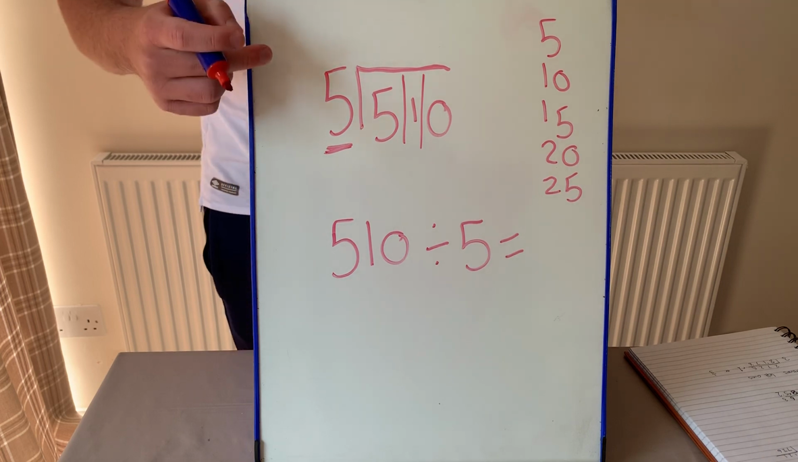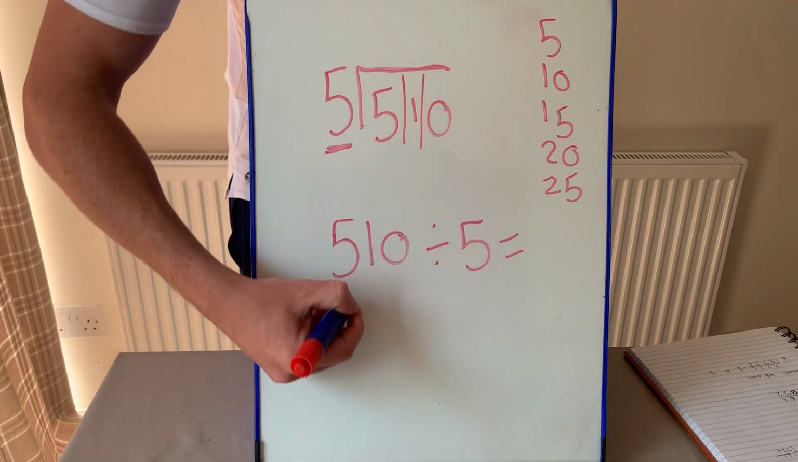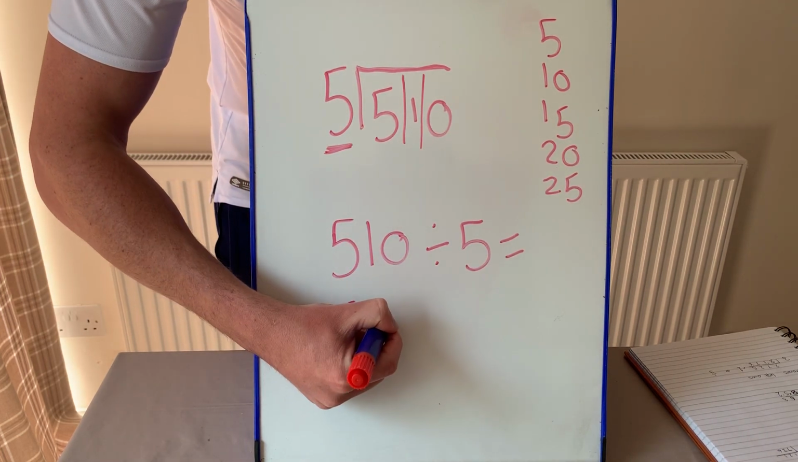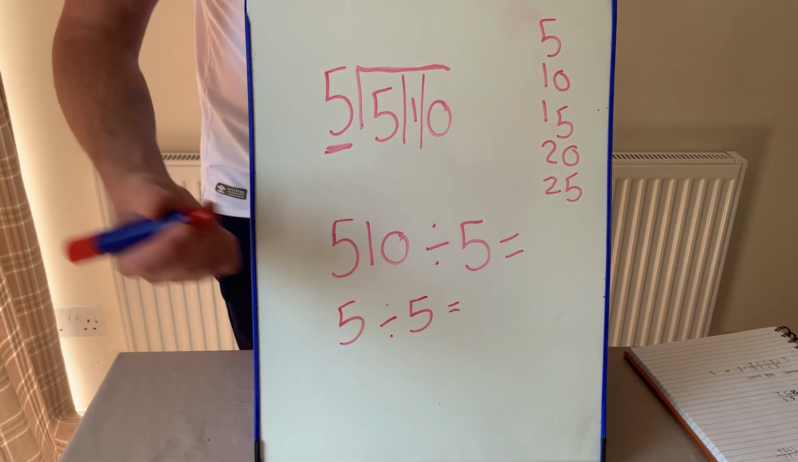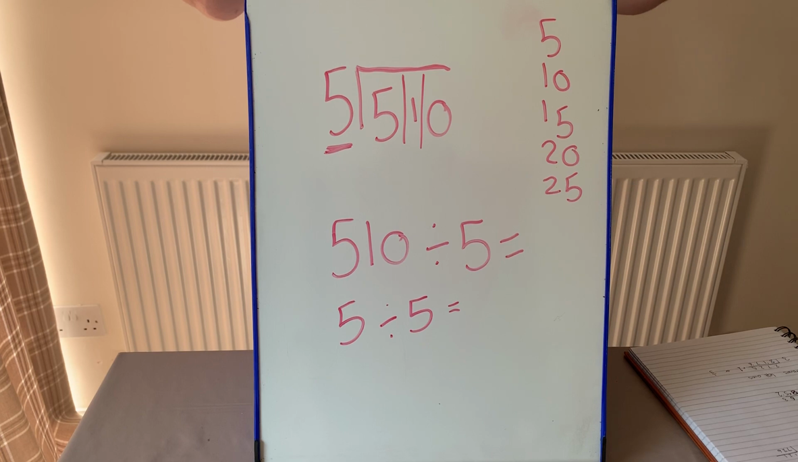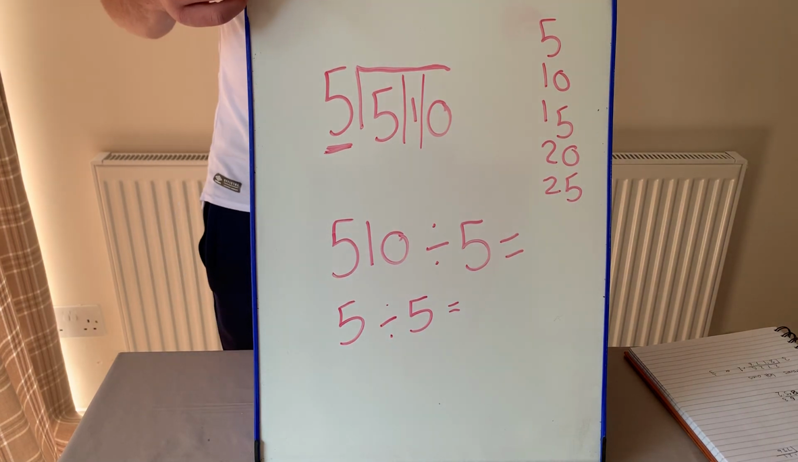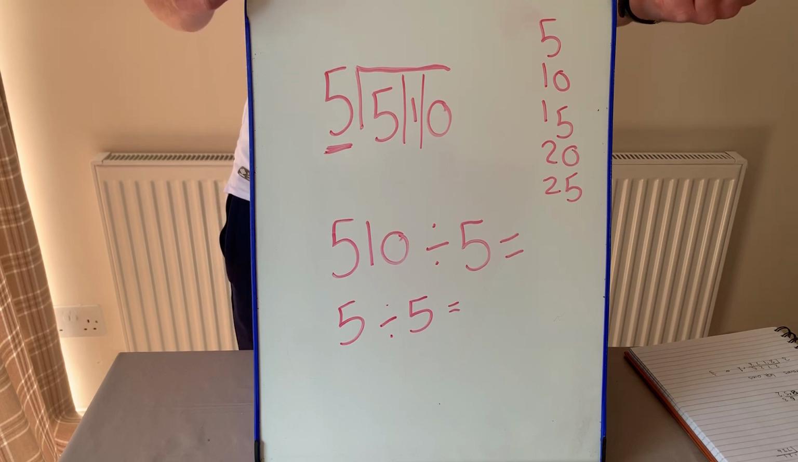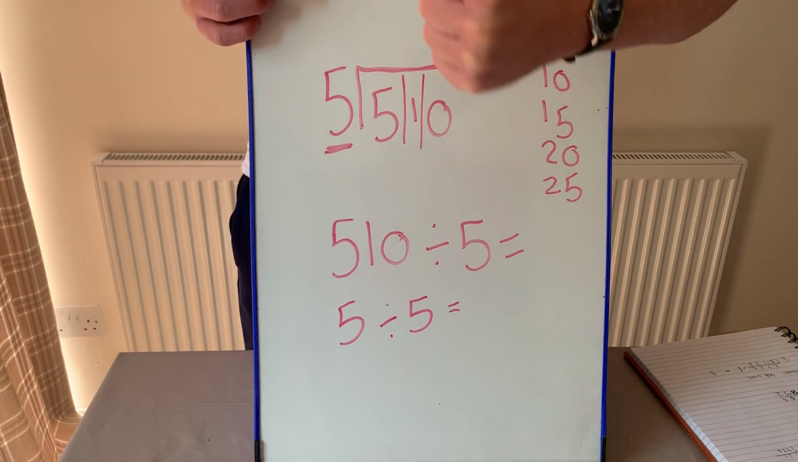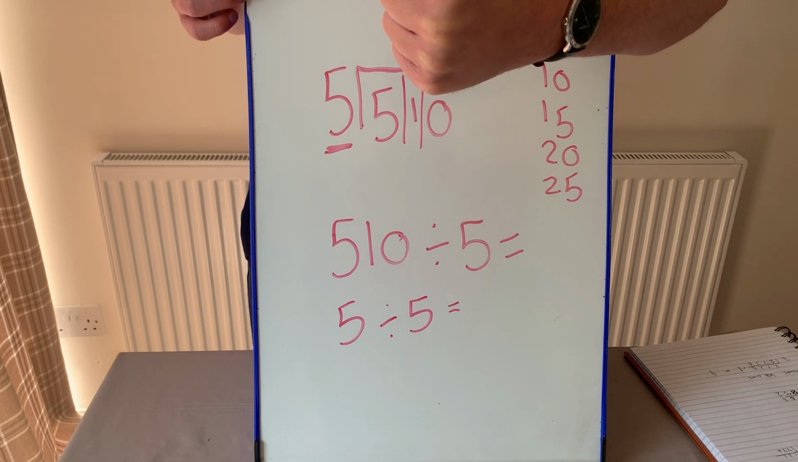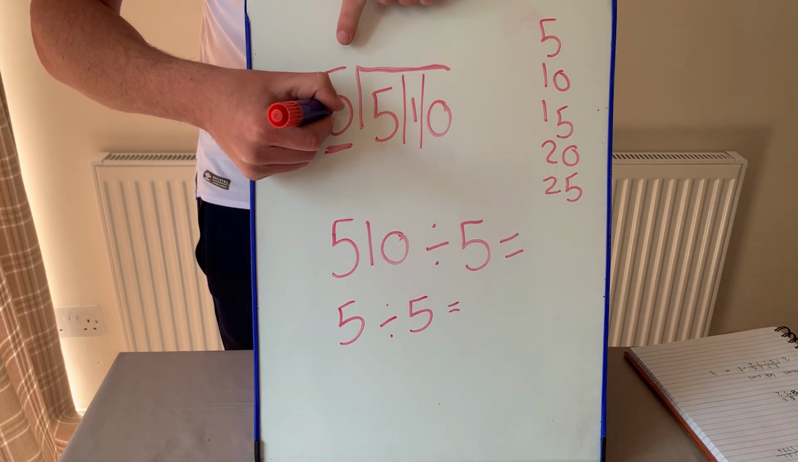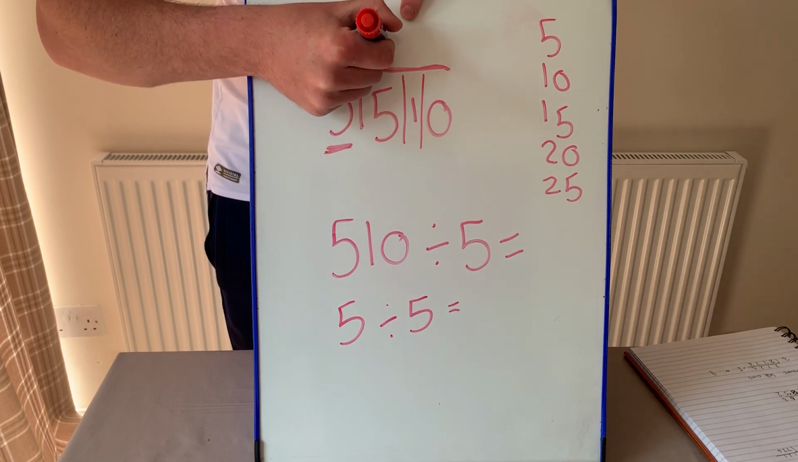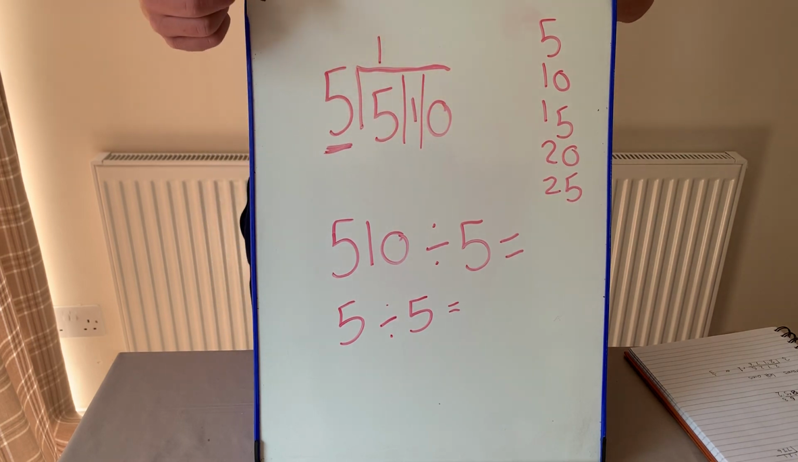So let's get straight on with it. If I said to you, what is 5 divided by 5? You would all know the answer. If you did your 5 times table, you would know that 5 divided by 5 is 1. Because if you did your times tables, you would do 5. Oh, wait, I'm already there. 1 finger. So I know that I can get 1 5 in 5. And I'll explain why we're going to put that there in a minute.